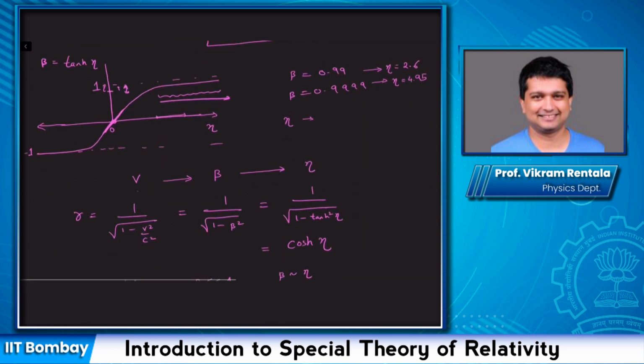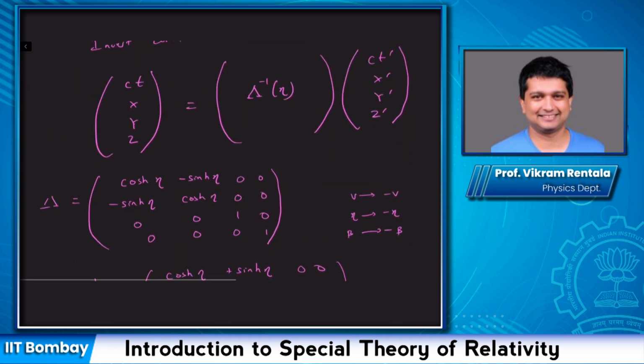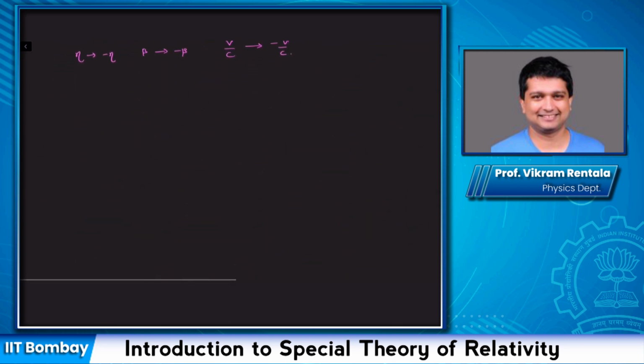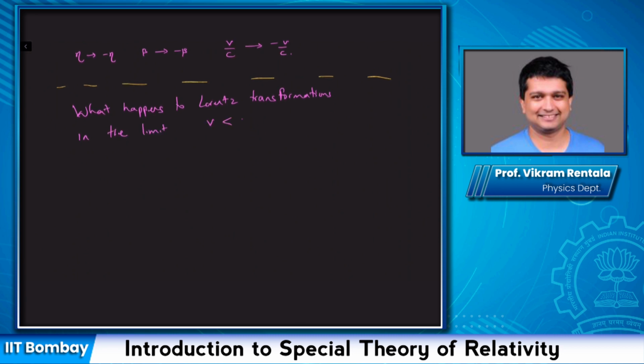So another interesting thing to do will be to ask what happens to Lorentz transformations, or this dictionary of special relativity, in the limit v much less than c, or equivalently in the limit of everyday speeds, speeds that we're familiar with on a daily basis.